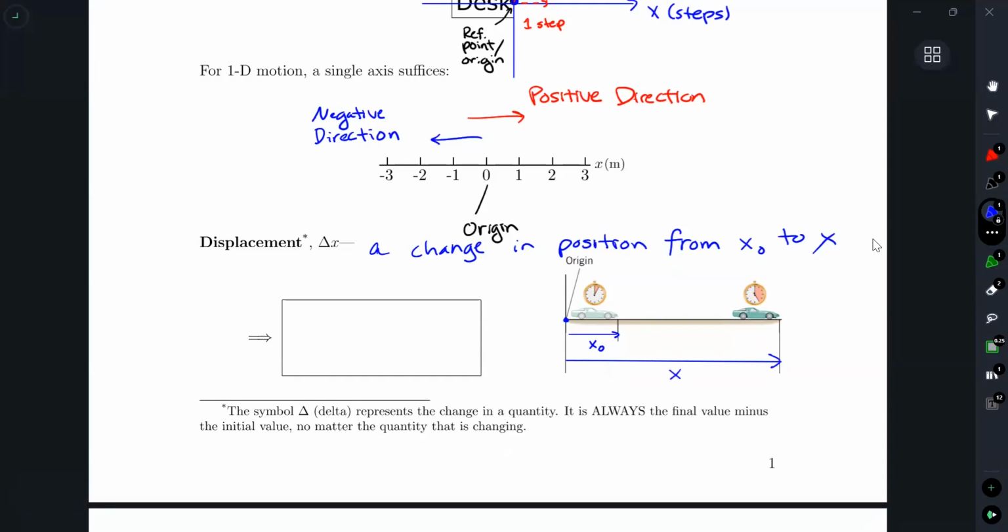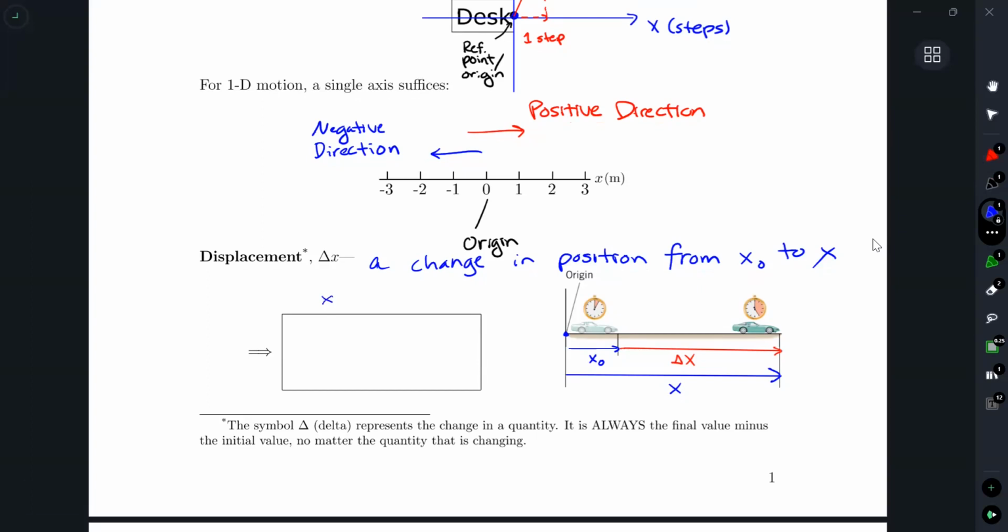So my displacement is just that change in position, delta x. Delta just means difference. It's a Greek letter, and it can mean a difference in any quantity, so we'll see it pop up a lot. So if I start at position x0, what do I need to do to get to position x? Add delta x. Yes. If I go this far, delta x, I will get to x.